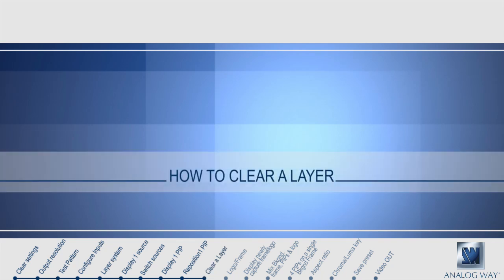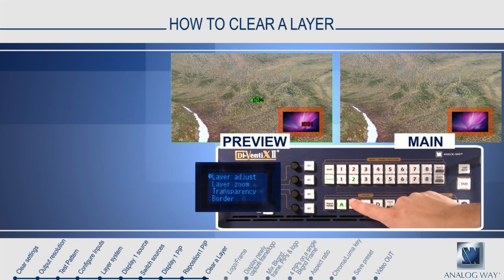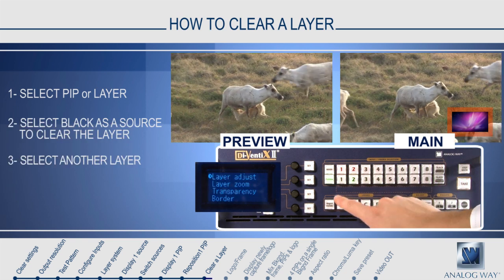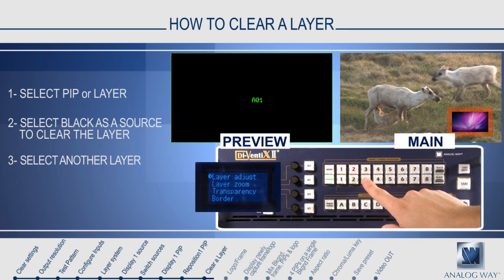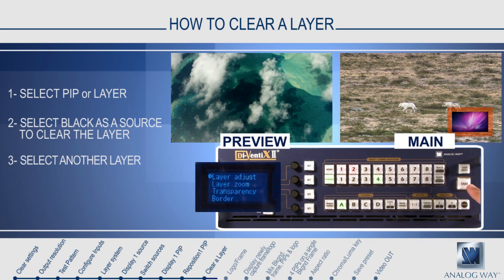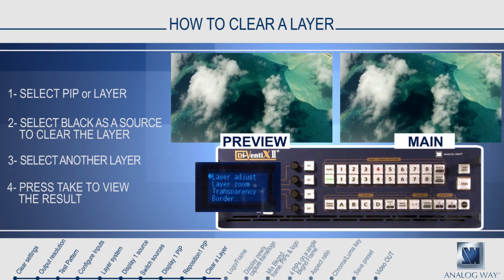How to clear a layer. To clear a layer, start by selecting the layer you wish to clear. Then select Black as the source. You can also select another layer and choose a new source before pressing Take. When you press Take, the layer you cleared will use the closing effect to remove itself from the screen.